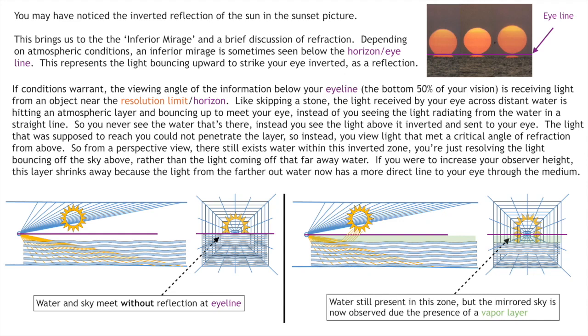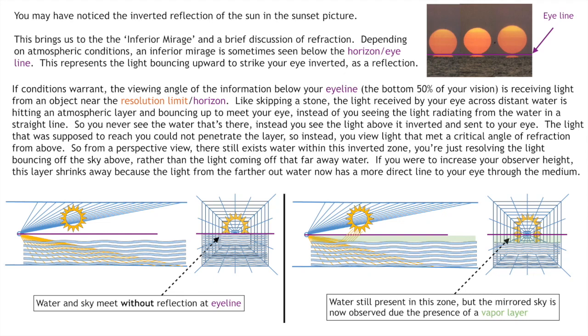You're seeing the reflected sky or mirrored sky above, but your horizon line is still your eye line. There is still potentially water within that perspective if you didn't have this vapor line or vapor layer present. In other words, if I take away the green layer on the right, I would see what I see on the left.